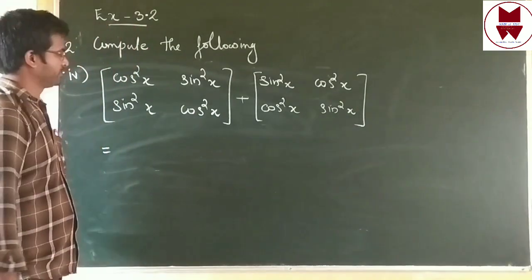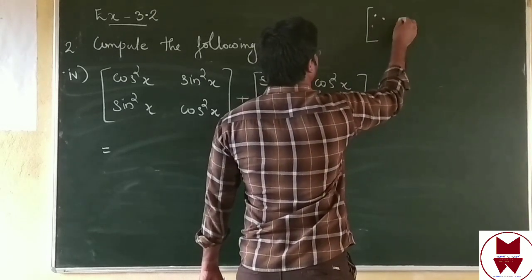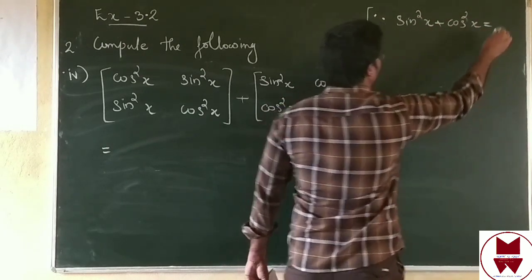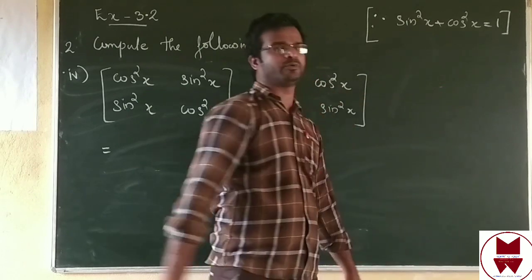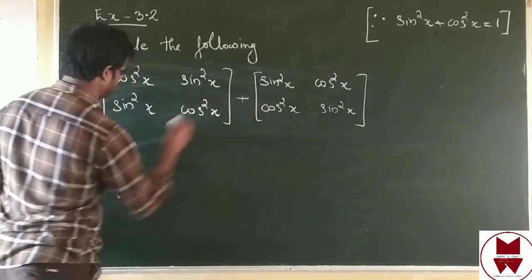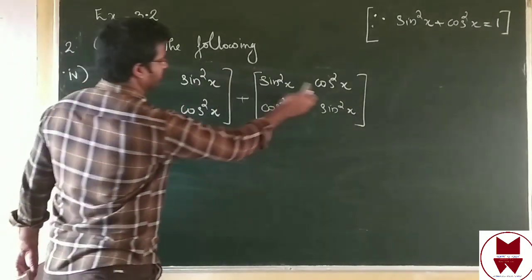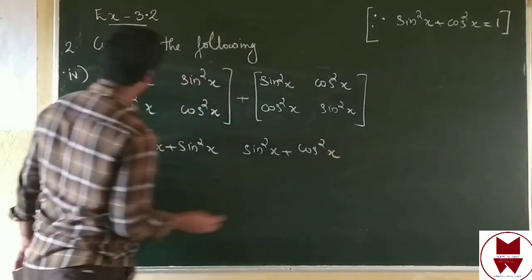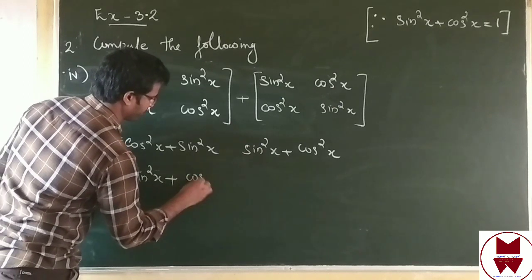Before studying this question, in class 10 you have studied one formula, the trigonometric formula: sin square x plus cos square x equal to 1. This is the one formula you have studied, and we will apply it here. Just add corresponding elements: cos square x plus sin square x. Then the second time, sin square x plus cos square x. Then sin square x plus cos square x.